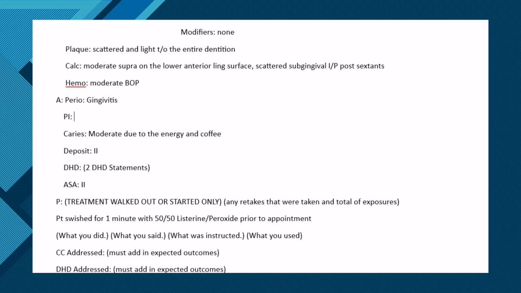Now, it would not make sense if my patient was like an 89% PI score, because if my patient was 89%, I would consider that more heavy plaque. So I'm going to say my patient has like 23%, which would make sense to me because that would be considered light and scattered in my opinion.